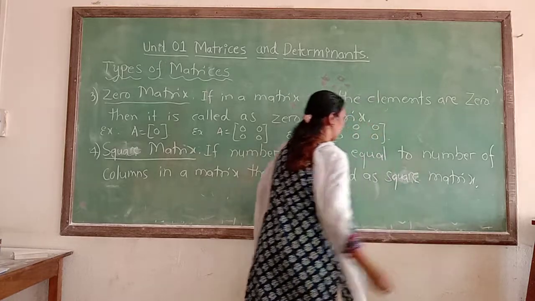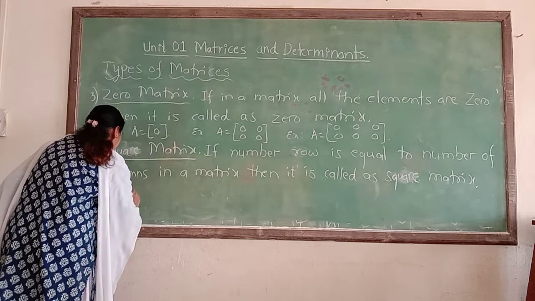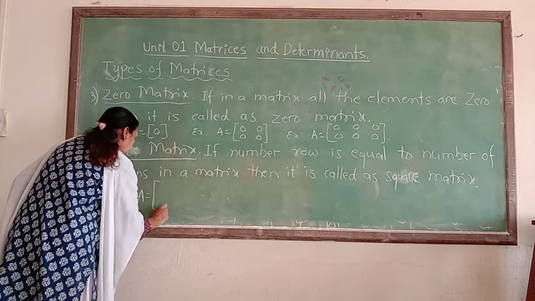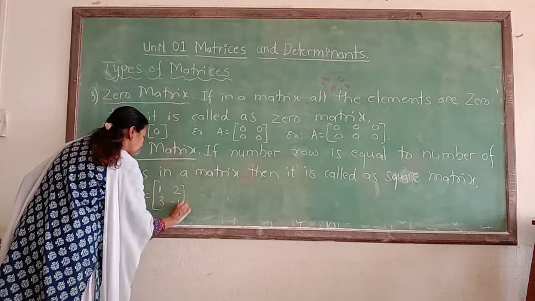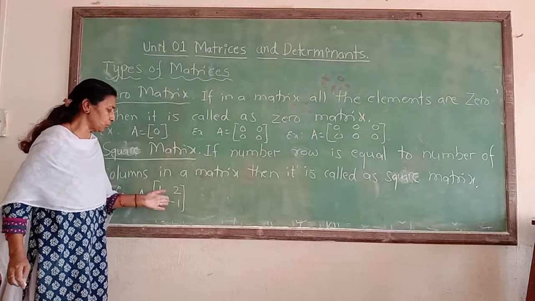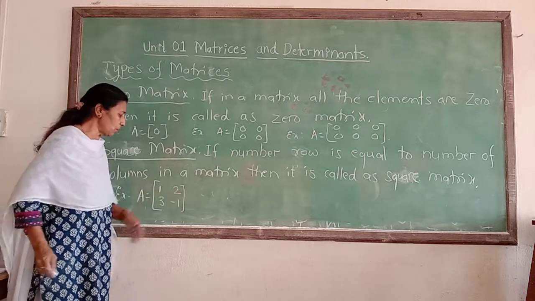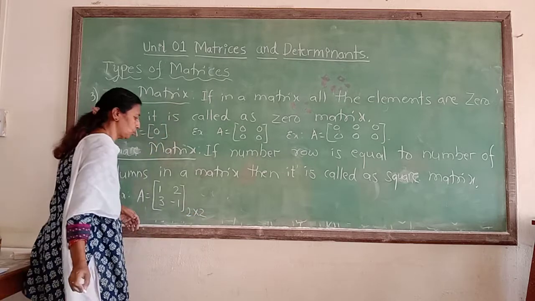Square matrix. For example, if you take A as [1, 2; 3, -1], here the number of rows is 2 and the number of columns is also 2. So the number of rows equals the number of columns. Therefore, it is a square matrix of order 2 by 2.